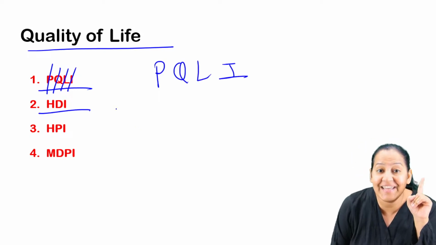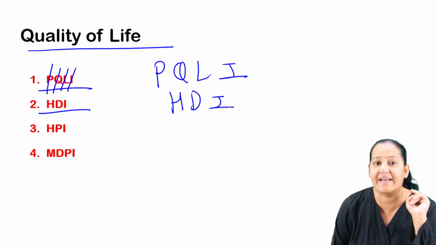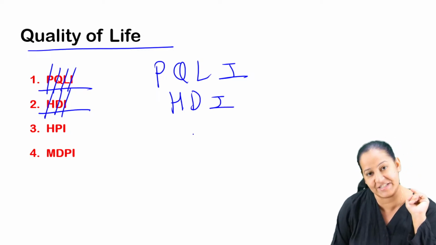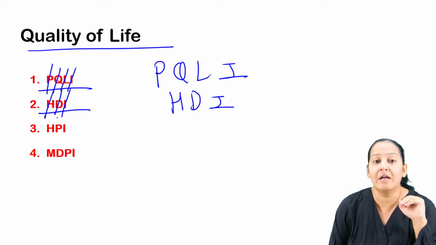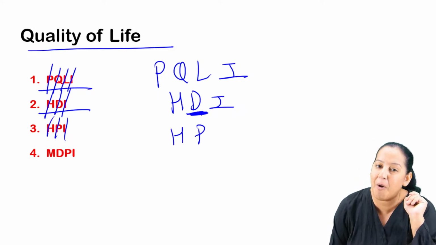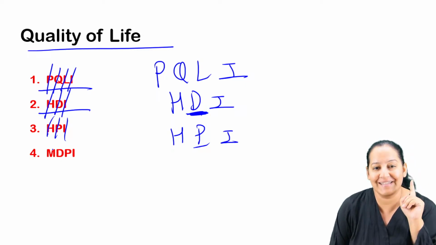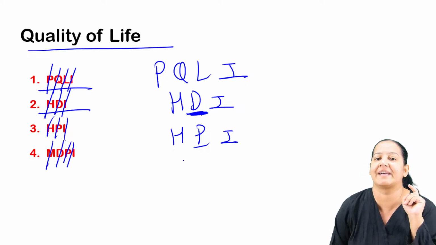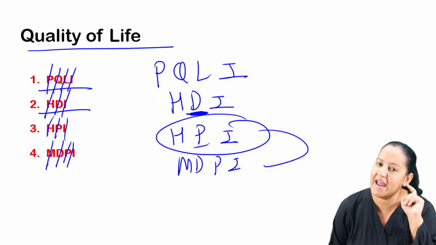The second is HDI, Human Developmental Index. The third is complementary to that, Human Poverty Index, HPI. And the last one is Multi-Dimensional Poverty Index. Nowadays we have replaced HPI with MDPI.